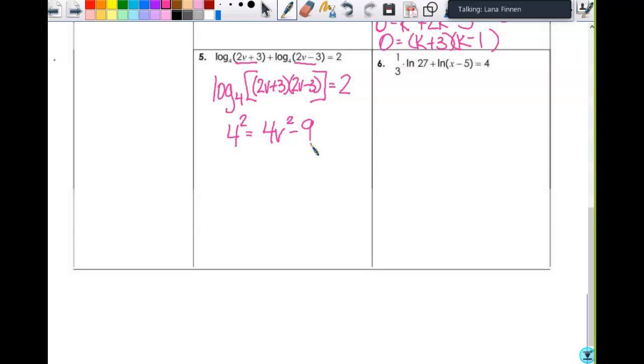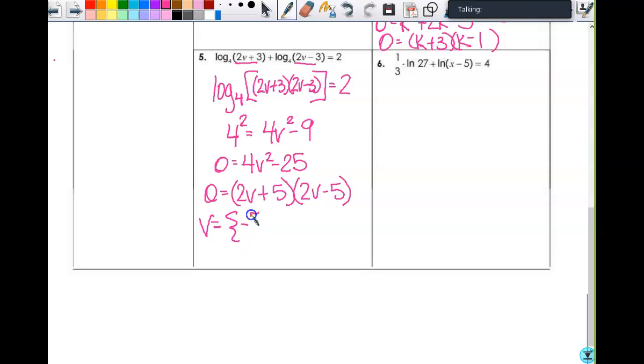I have a quadratic, so I want to set it equal to 0. So I'm going to get 4v squared, and this is going to be 16. So 9 minus 16 will be a -25. Then I'm going to need to factor. Is that going to be pretty easy to factor? Yes. And so 0 equals 2v plus 5 times 2v minus 5. So v will be equal to -5/2 and 5/2.